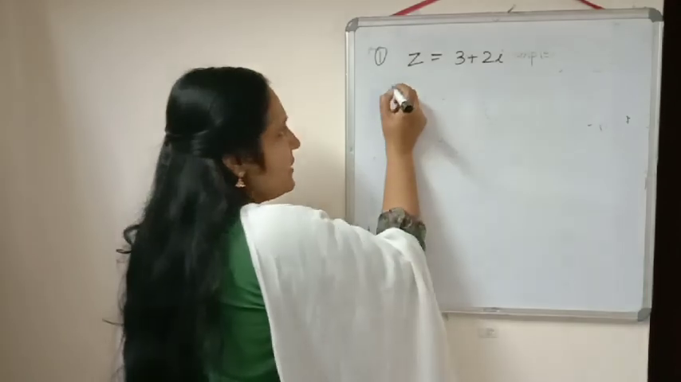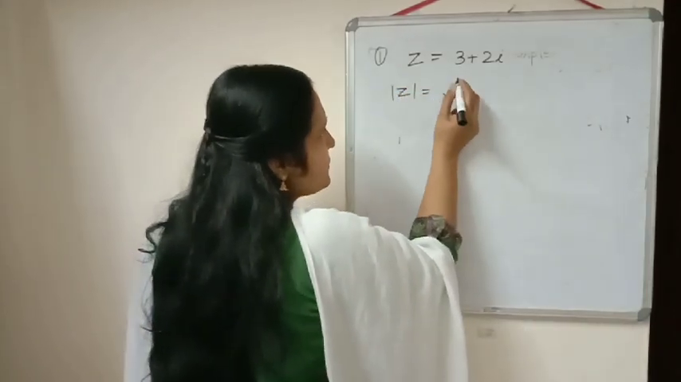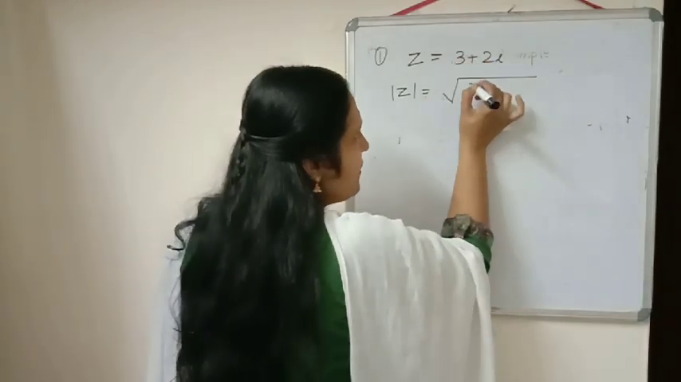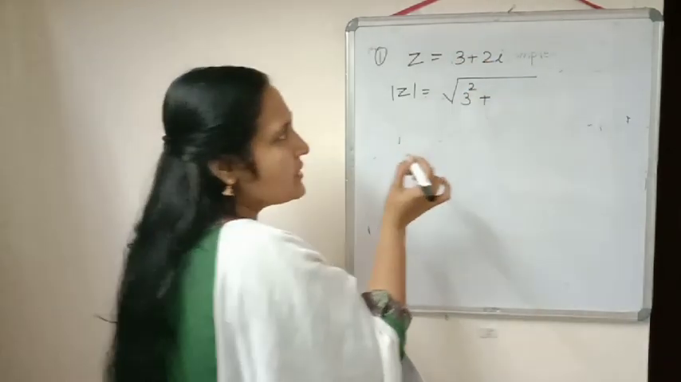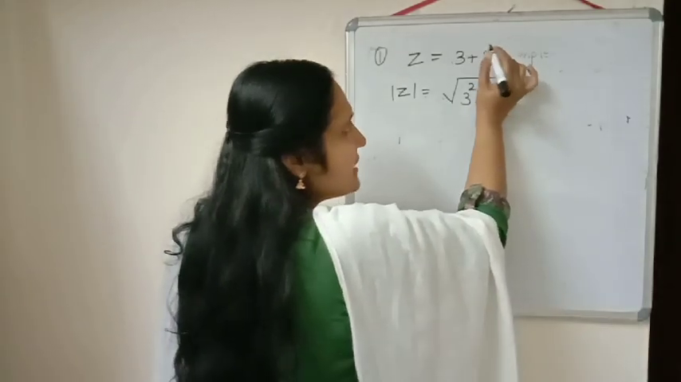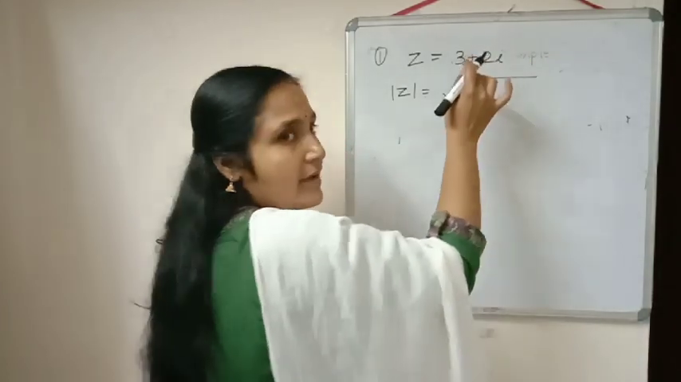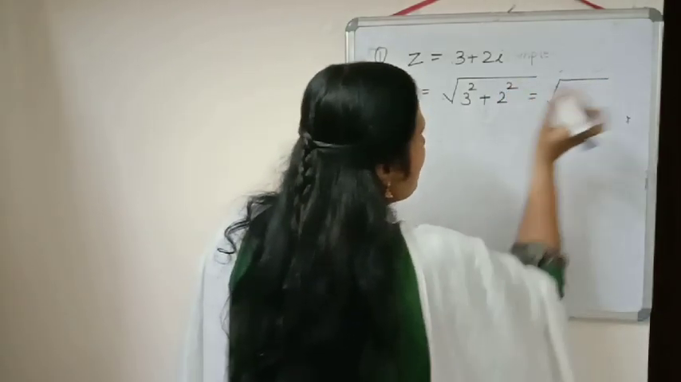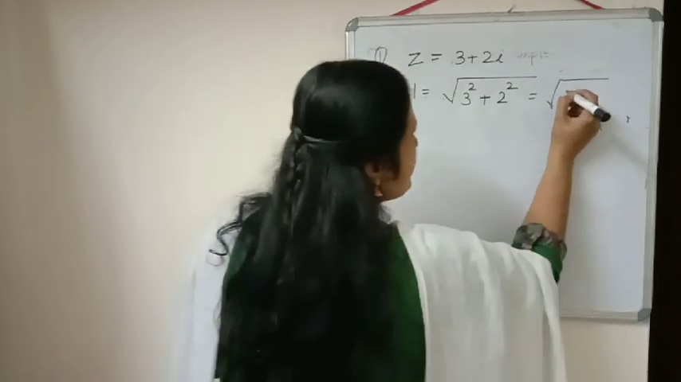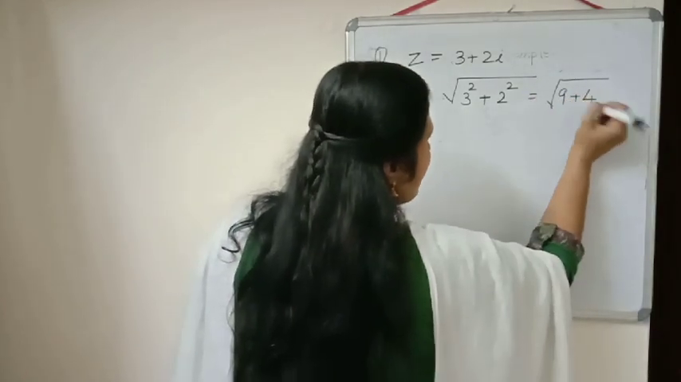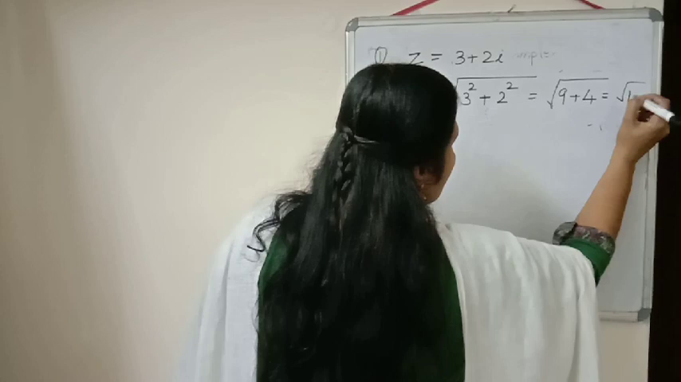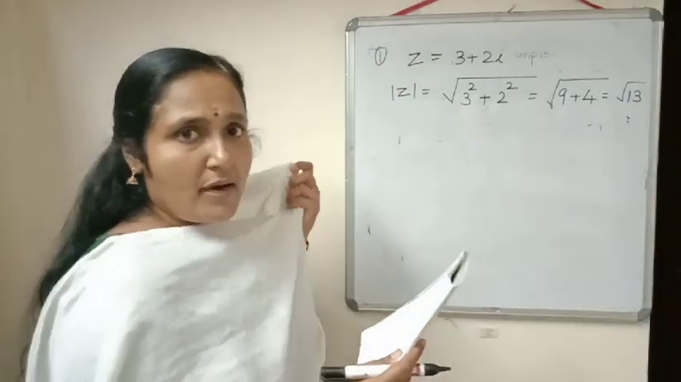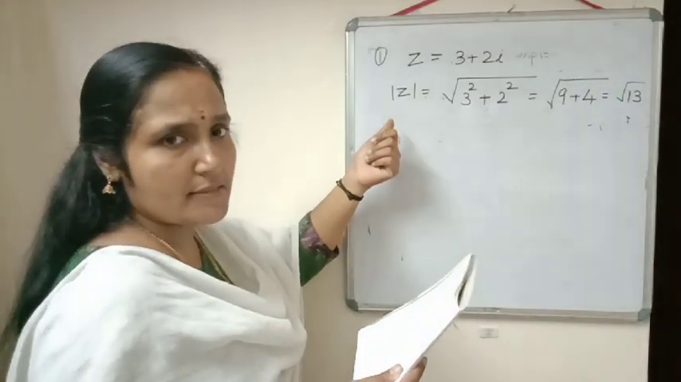So write down there, mod z is equal to square root of... What is the real part here? 3. So just write down 3 square plus... What is the imaginary part we have? Imaginary part means coefficient of i. So we have here 2. So we'll write here 2 square. I you don't have to write. Now 3 square is 9 plus 2 square is 4. So its modulus will be equal to square root of 13. So this question is clear, how to find out the modulus of any complex number.